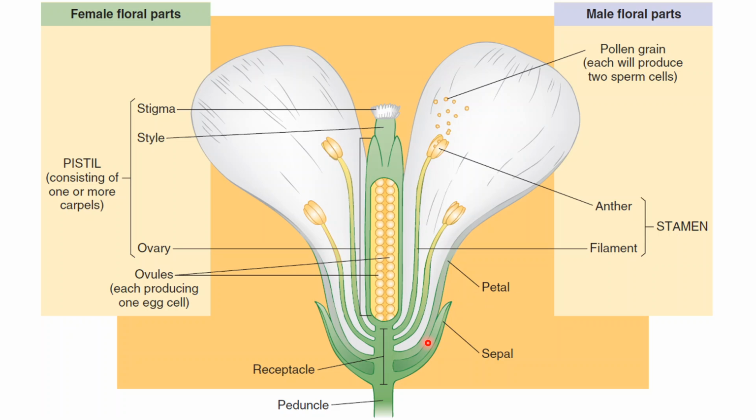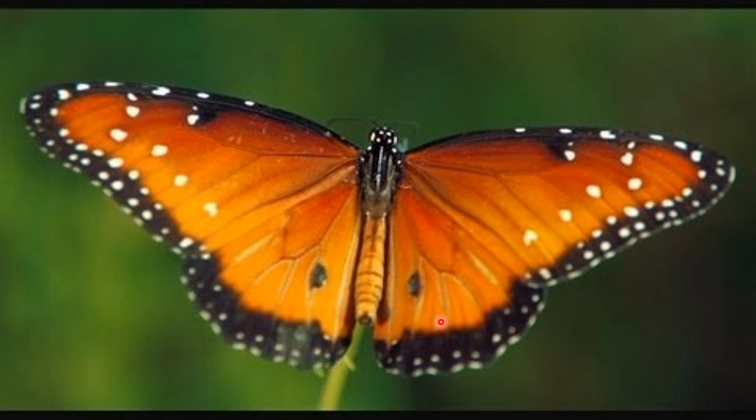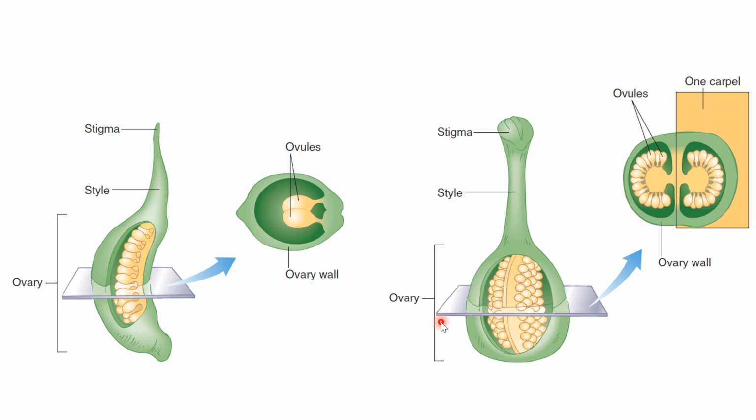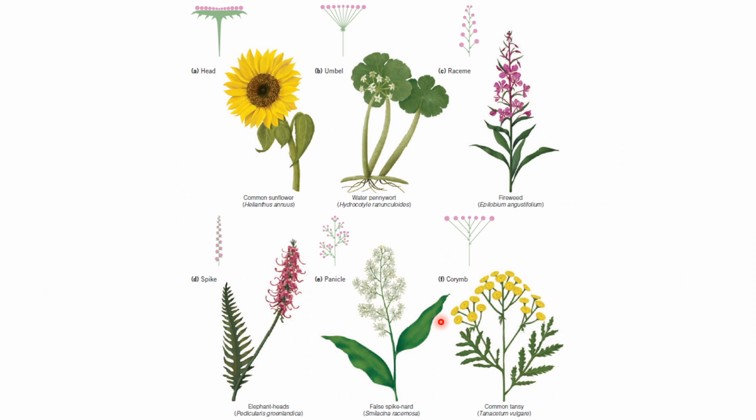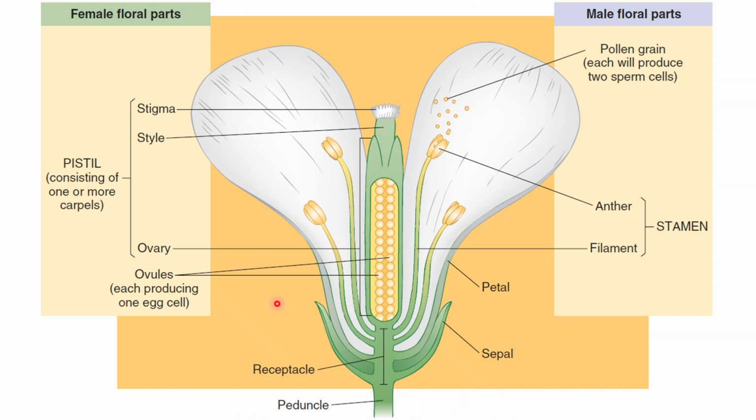So this is one sepal, but there are many sepals, and all the sepals of the flower around are called calyx. The whorl just inside and above the sepals consists of petals.